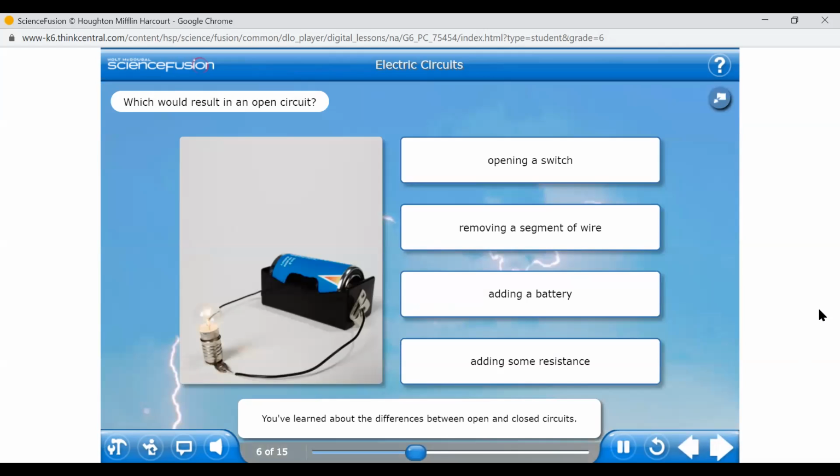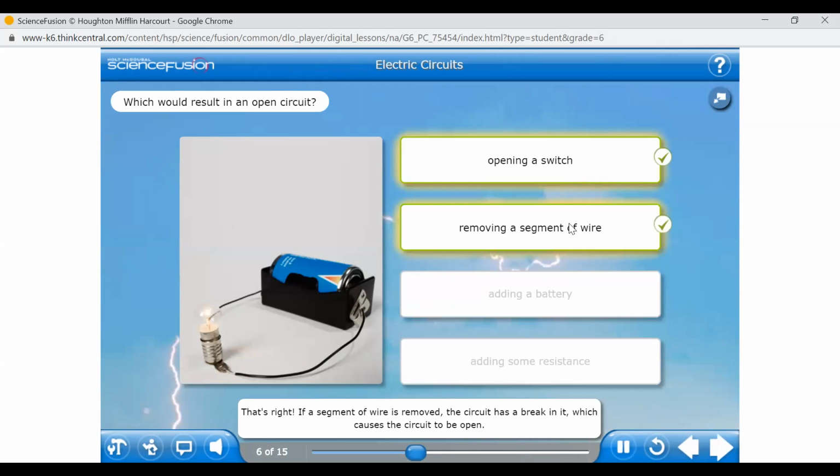You've learned about the differences between open and closed circuits. Which of the following changes to a circuit would cause a circuit to be open? Click the correct answers. You got it! If you open a switch, the circuit becomes an open circuit.